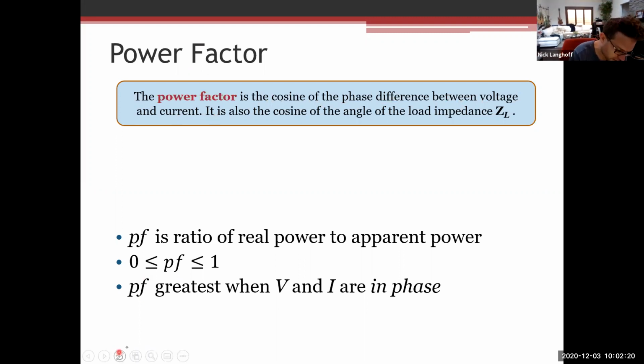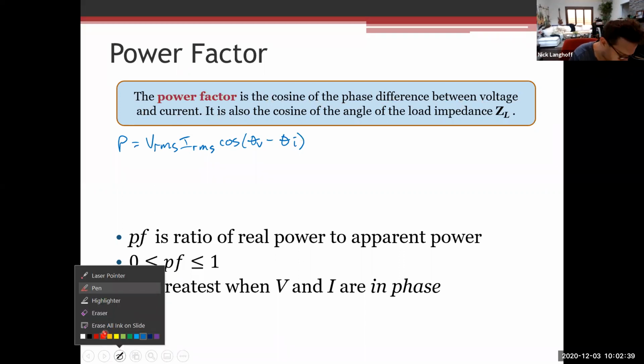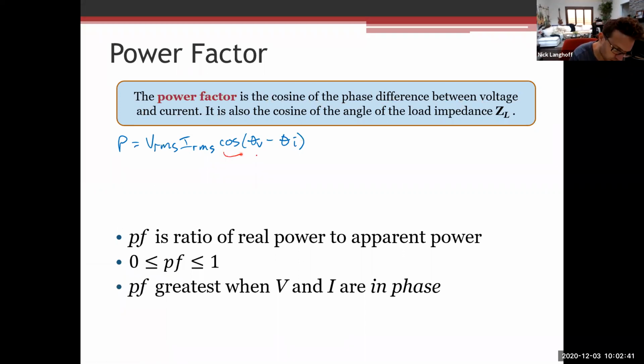Now, we can write this as, we're noting that P, the real power, is equal to VRMS times IRMS times the cosine of theta V minus theta I. And we refer to that as the power factor. This right here we refer to as PF. Okay. Now, VRMS times IRMS, that's S, the apparent power, right?